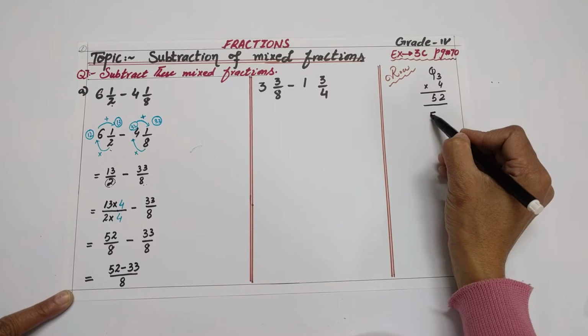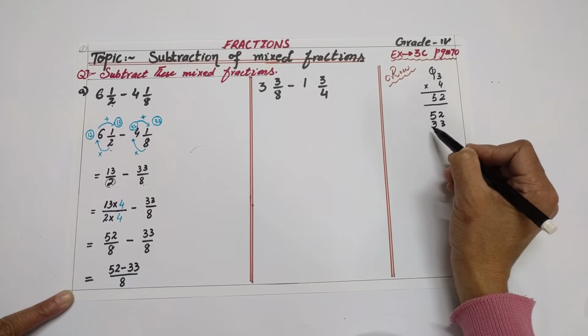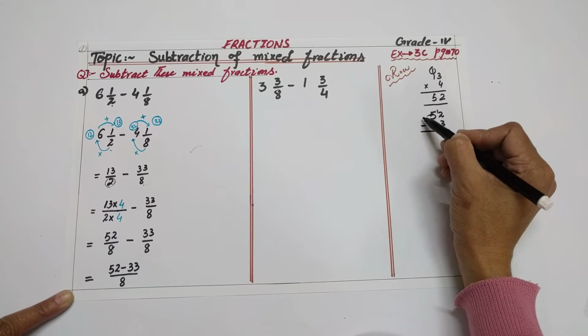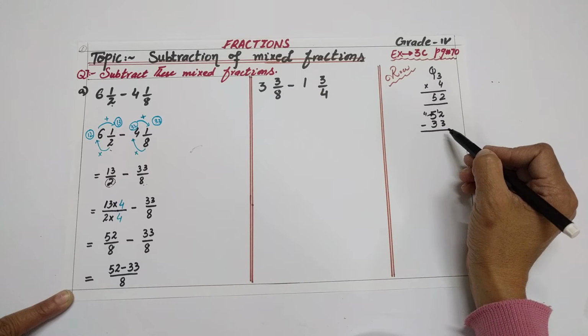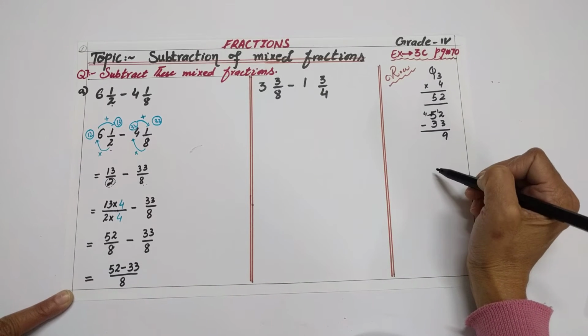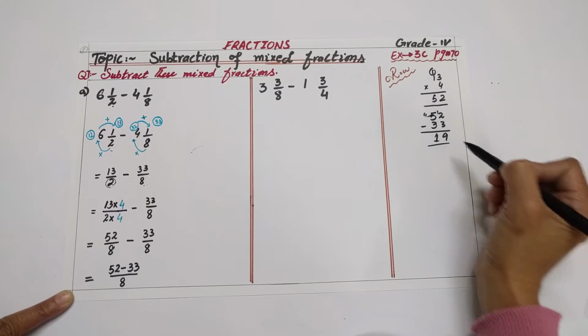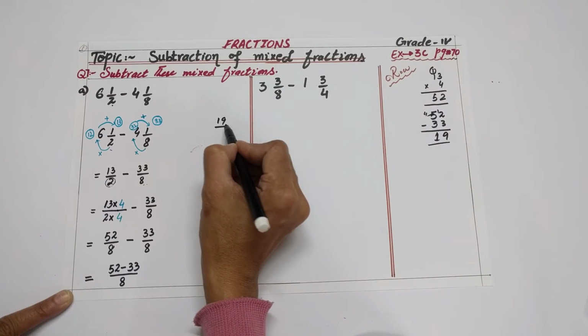Now 52 minus 33. 2 minus 3 is not possible, so take a borrow from 5. It will be 12. 12 minus 3 is equal to 9. 4 minus 3 is equal to 1. So the answer is 19, so 19/8.